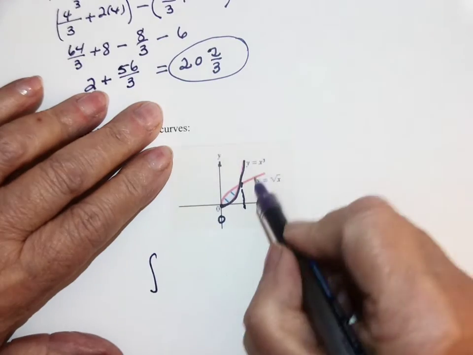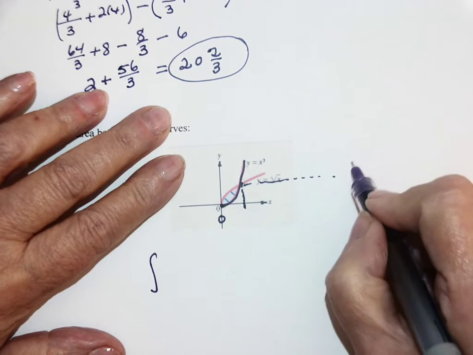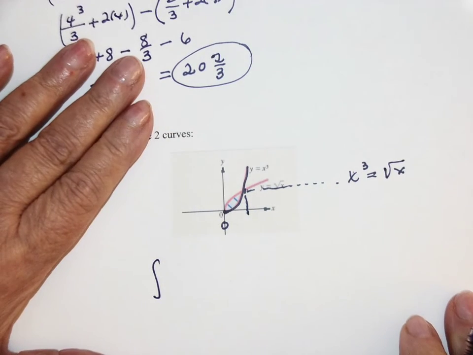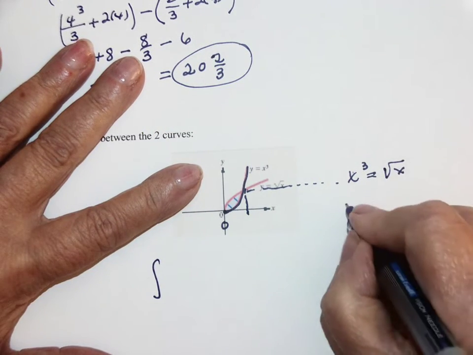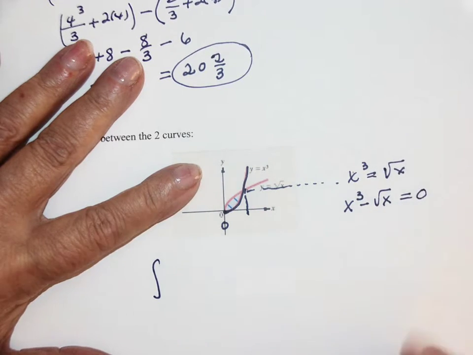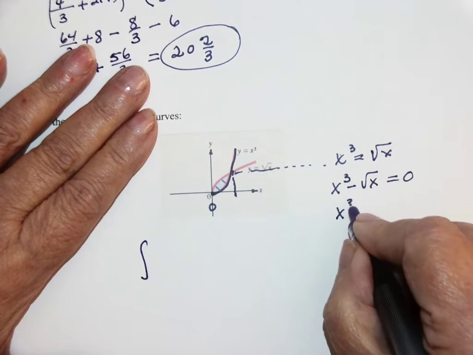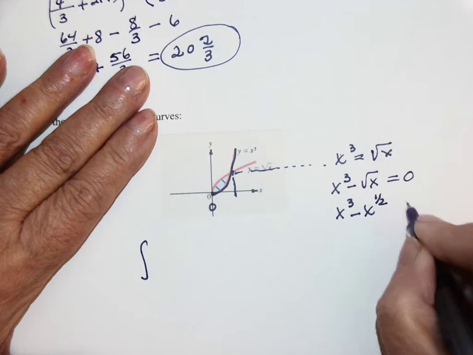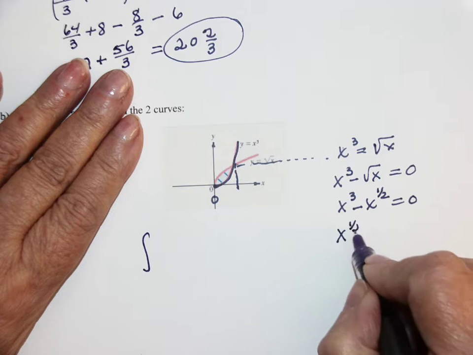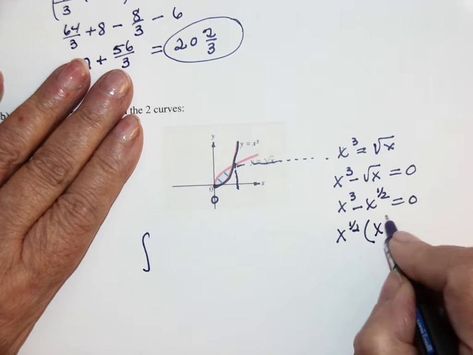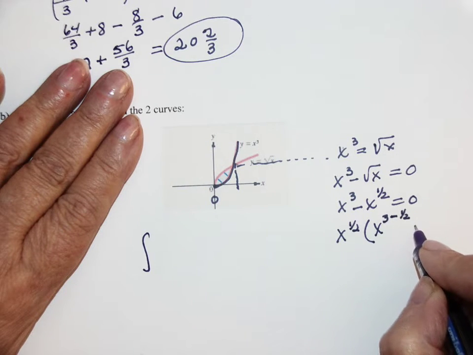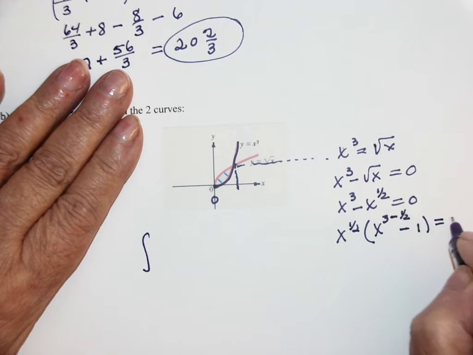That number in the x is where x cubed equals the square root of x, or where x cubed minus the square root of x equals 0, or where x cubed minus x to the 1/2 equals 0. I can factor out an x to the 1/2, and that would be x to the 3 minus 1/2 minus 1 equals 0.